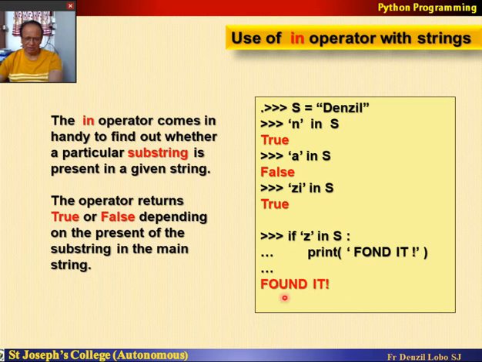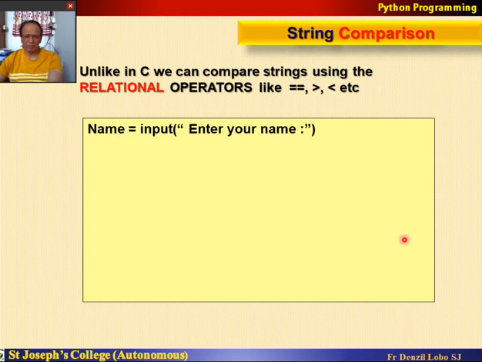So immediately it is also found, because Z is present in this string. So I can use the in operator here with the if condition. Then I can give the result, or else elif, you can say it is not there. So this is the in operator.